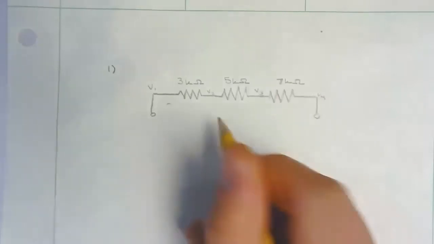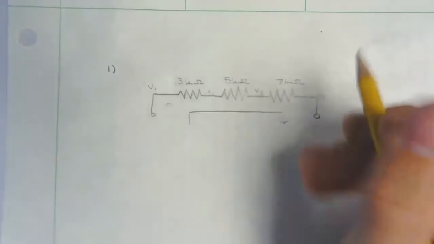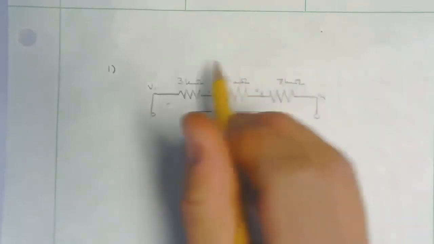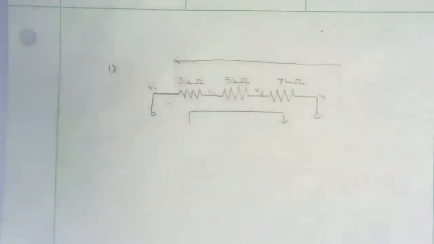So let's take a look at the meshes. So we have, say, our inner mesh going down here. And let's have an outer mesh going out here. And look, all 3 of them share the same 2 meshes. So we're going to say these 3 resistors are in series.